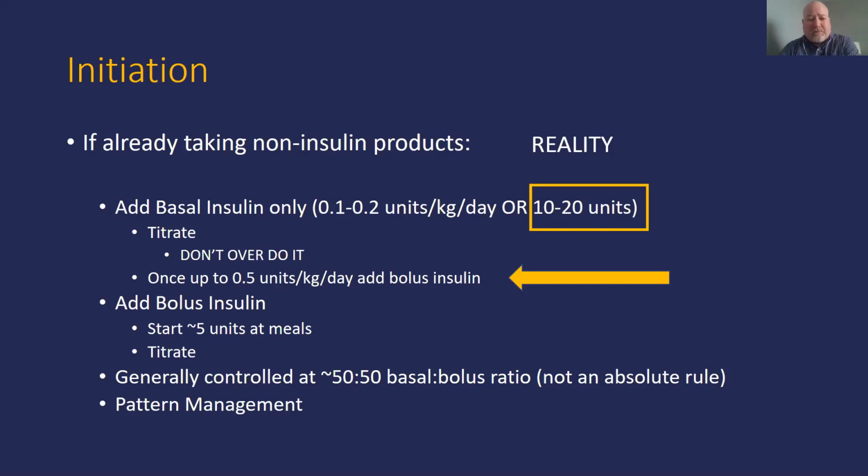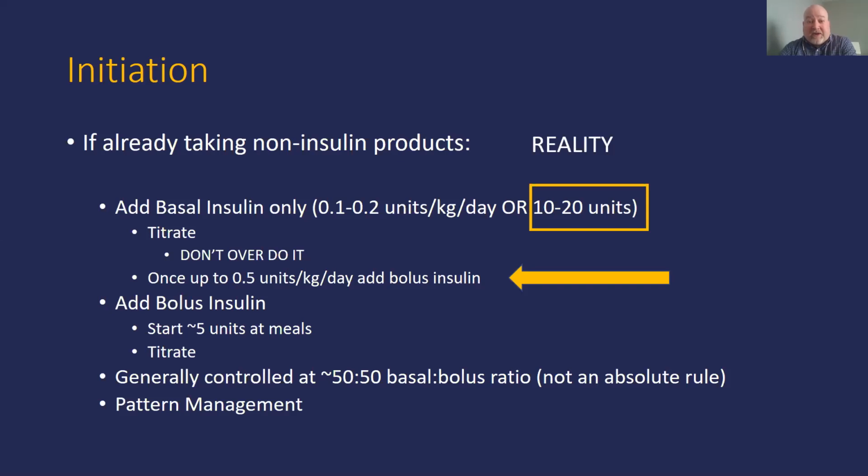Okay, so once you add bolus insulin, like I said, I would start at 5 units at each meal and start titrating by 2 to 5 units. 2 or 3 would be a conservative increase, 4 or 5 a little more aggressive increase. Like I said, at about a 50-50 basal bolus ratio, that's where you expect to find good control. That's not an absolute rule. Some people will get control at a different ratio, but that's kind of the general expectation.